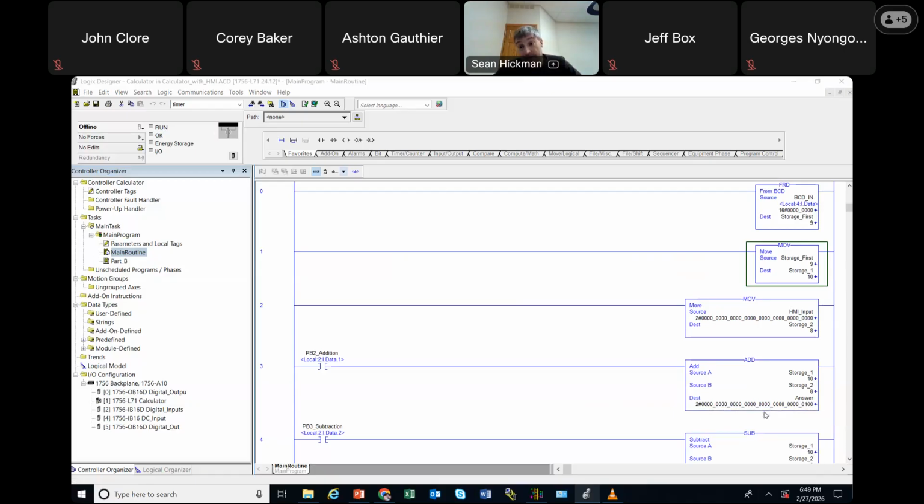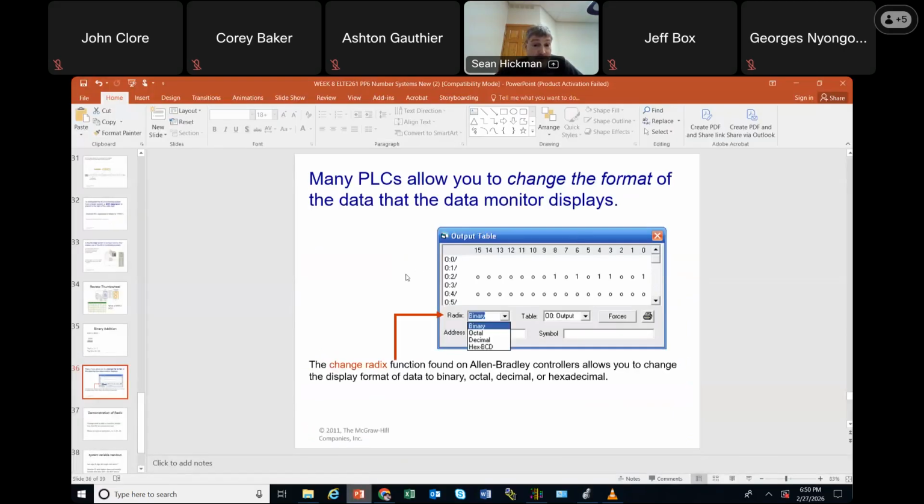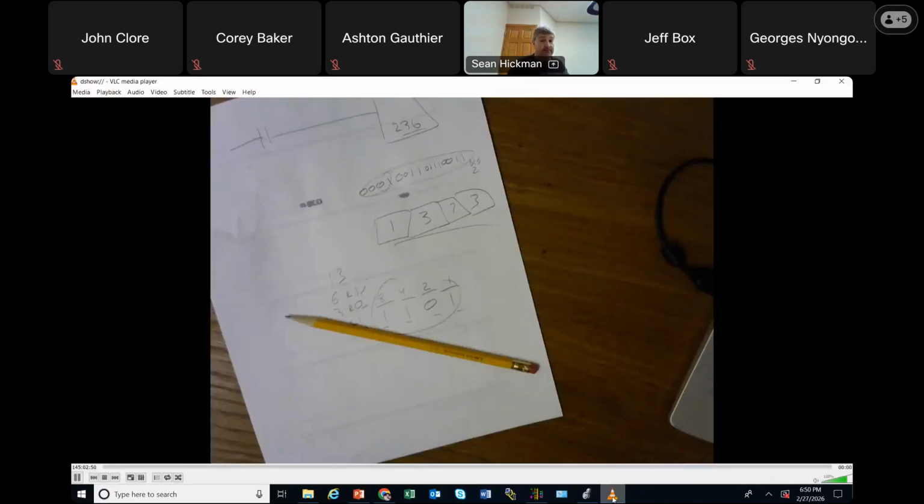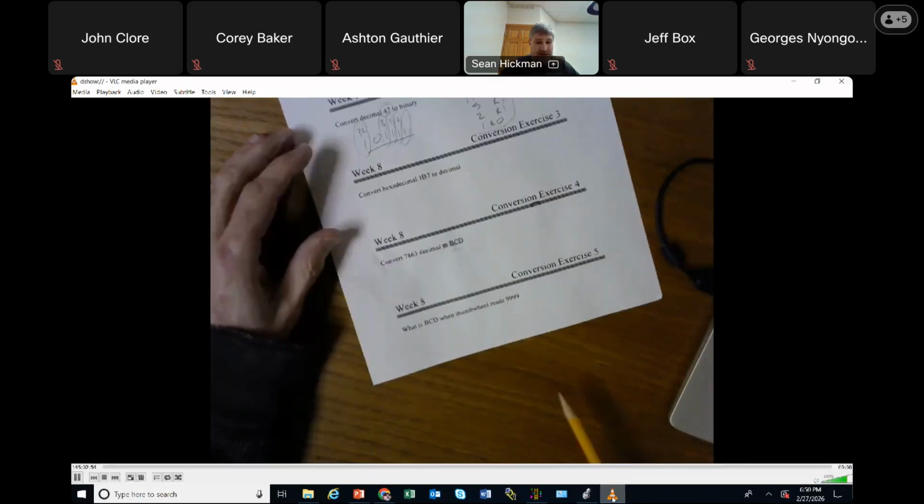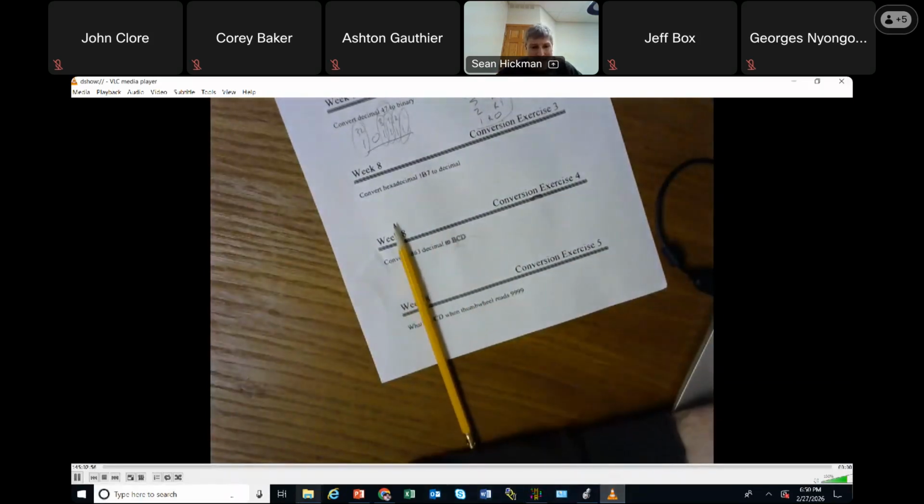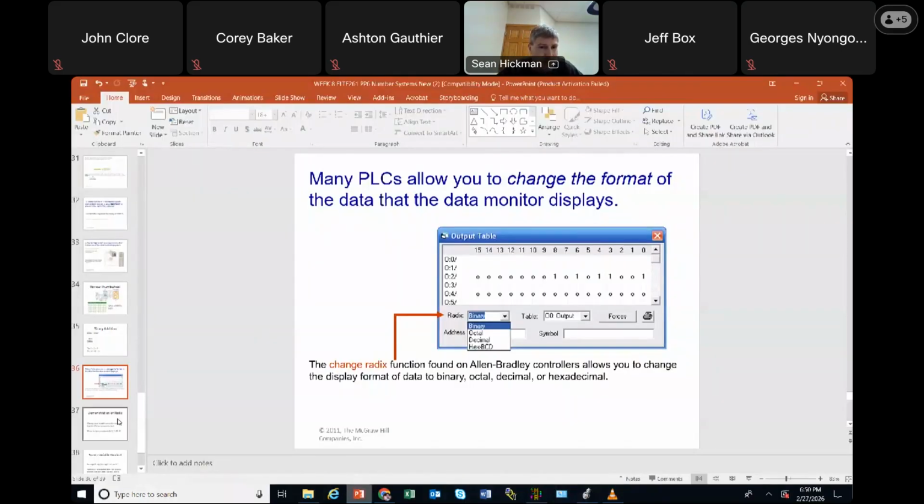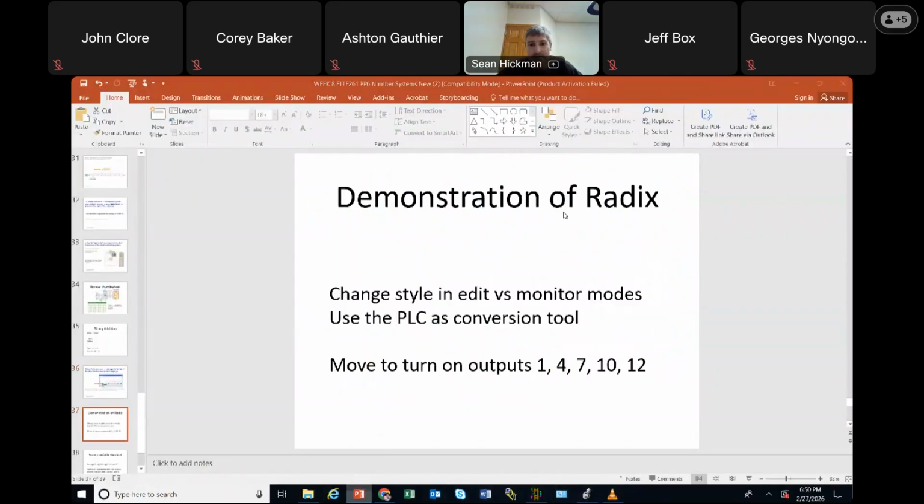But a lot of times you want to know what the binary looks like, especially if you're taking a look at inputs and outputs. Okay, and so here's an example right here. Let's say you wanted to turn on some lights. Let me see what I got. I'm going to jump ahead in this a little bit. I'm showing, I want to turn on outputs 1, 4, 7, 10, and 12. All right. I want to turn on outputs 1, 4, 7, 10.